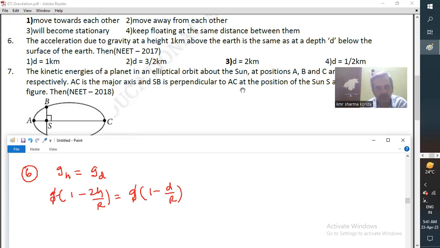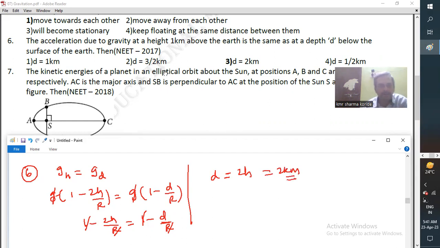Acceleration due to gravity at a height of 1 kilometer. So therefore 1 minus 2h by R is equal to 1 minus d by R. Therefore 1 and 1 get cancelled, R and R get cancelled. Therefore d is equal to 2h. h is, like mentioned, 1 kilometer, so it is 2 kilometers. This is the answer. The third option is correct.